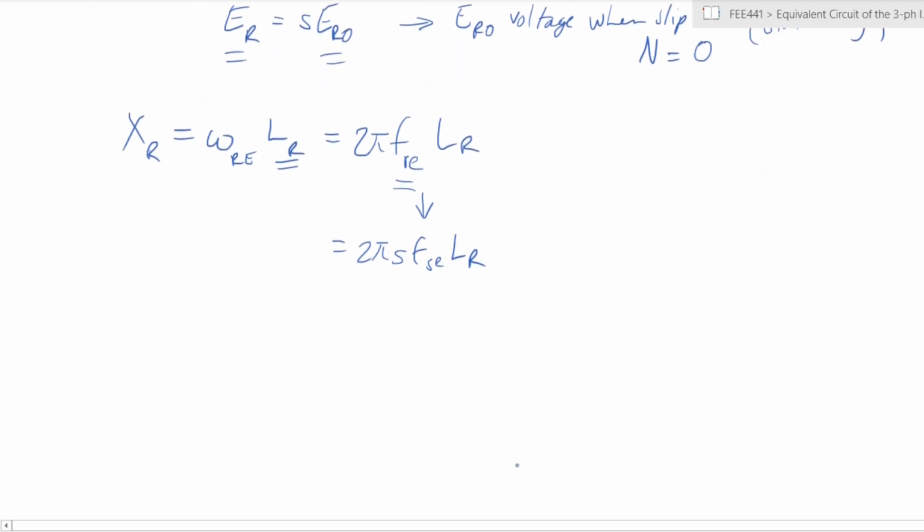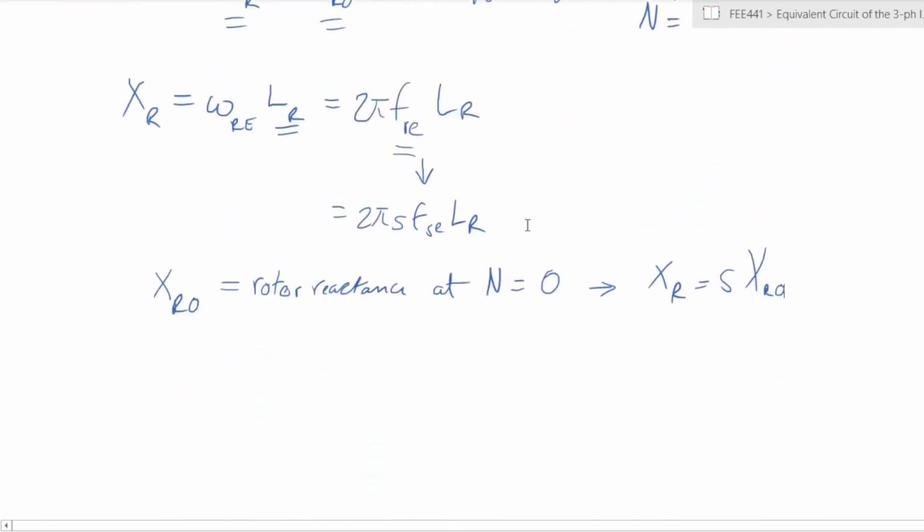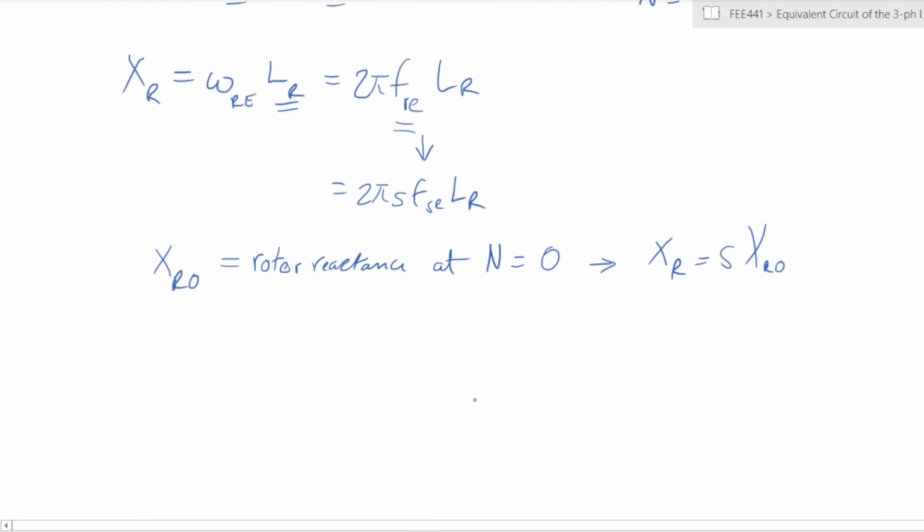Now, let's try and create some additional components. Let's create a rotor reactance XR0 at speed 0, so n equals 0, when the speed of the rotor is 0. And this gives us XR is equal to S XR0, because they are related to each other in the same way as the voltage at 0 speed and also the way the frequency is related. All those are related to each other.